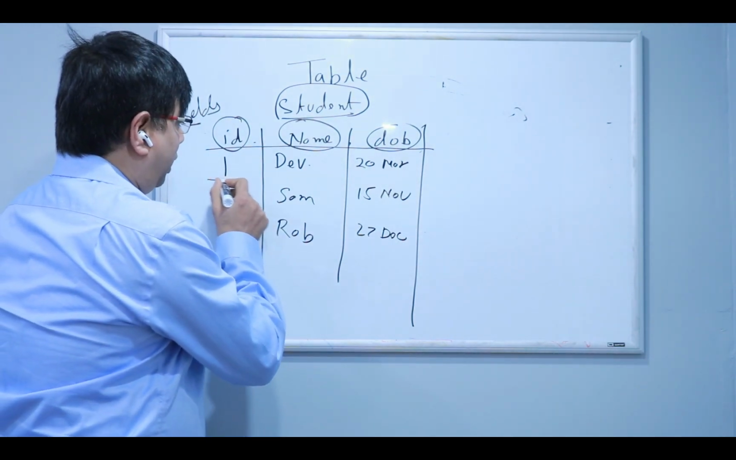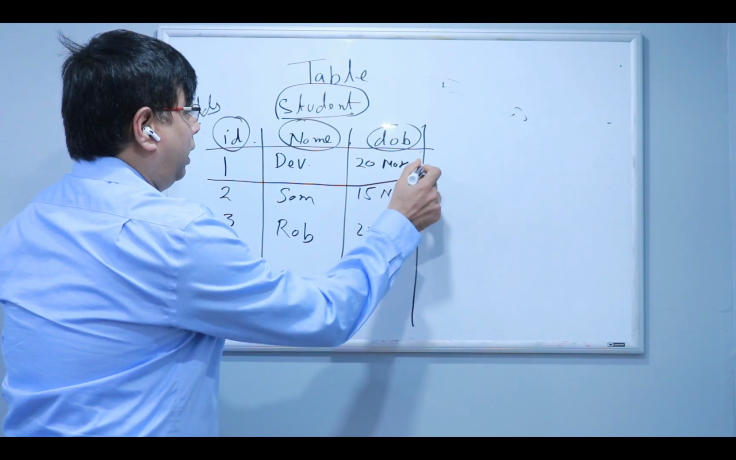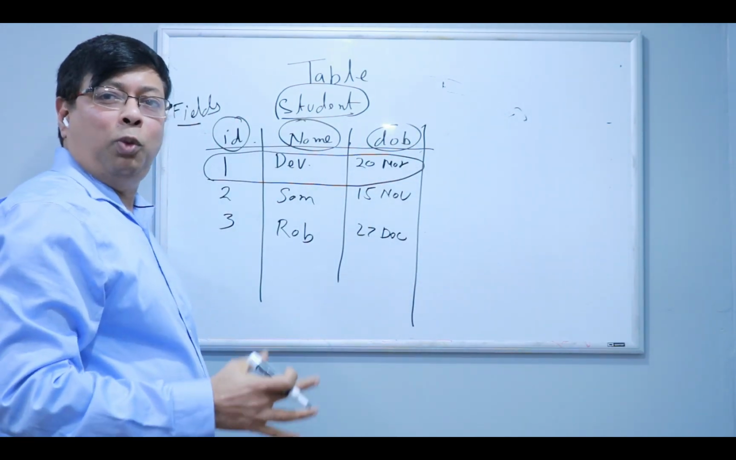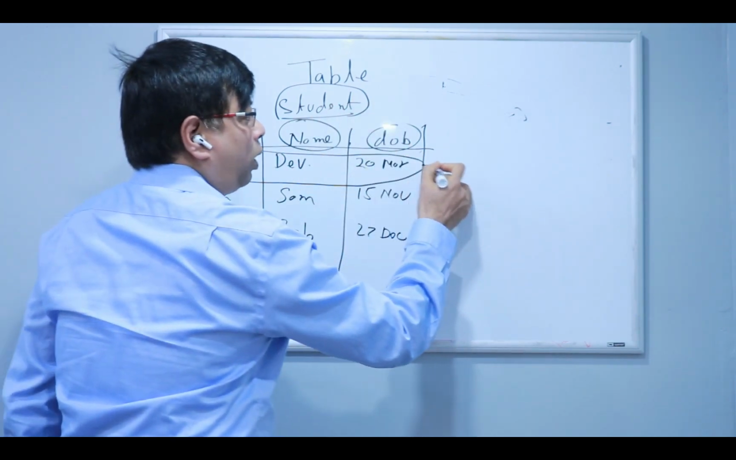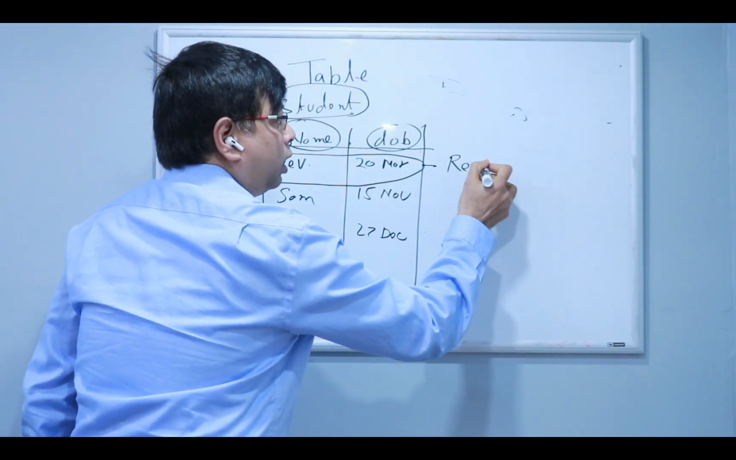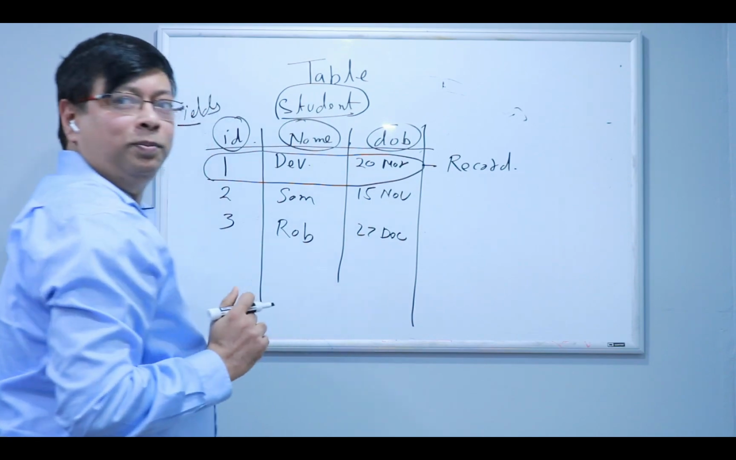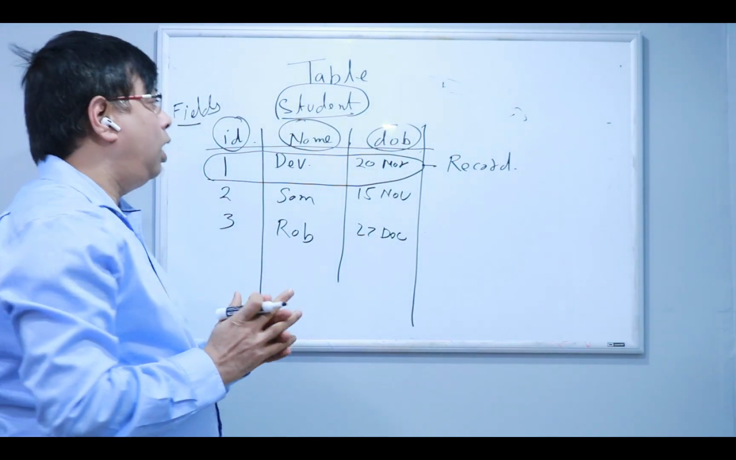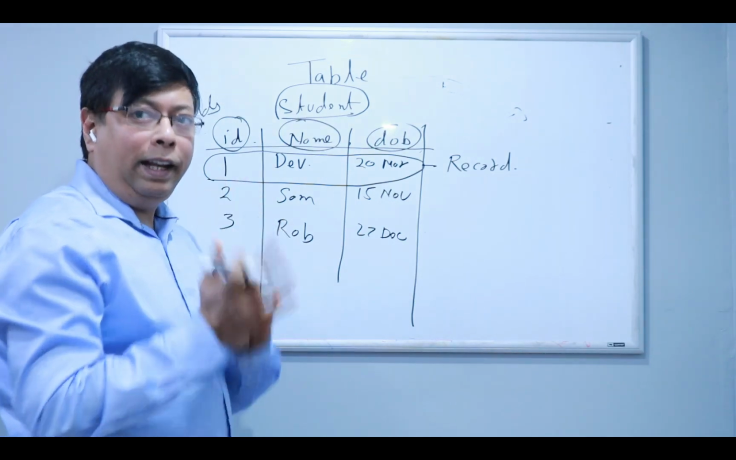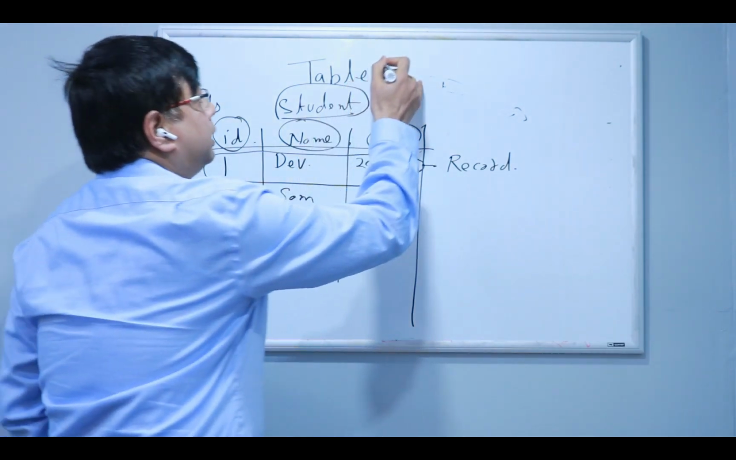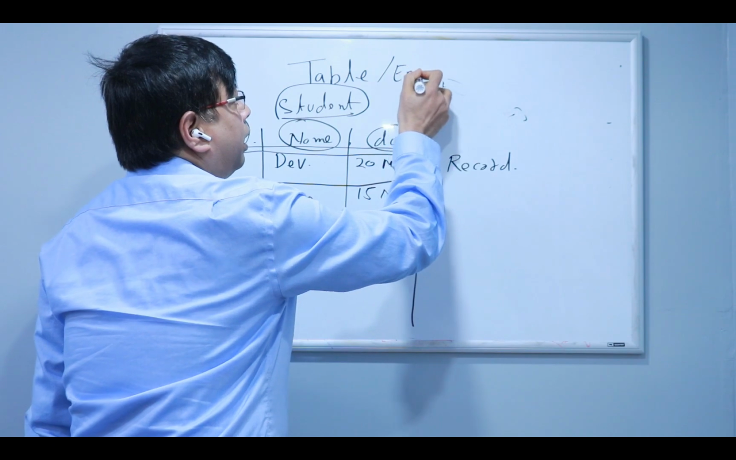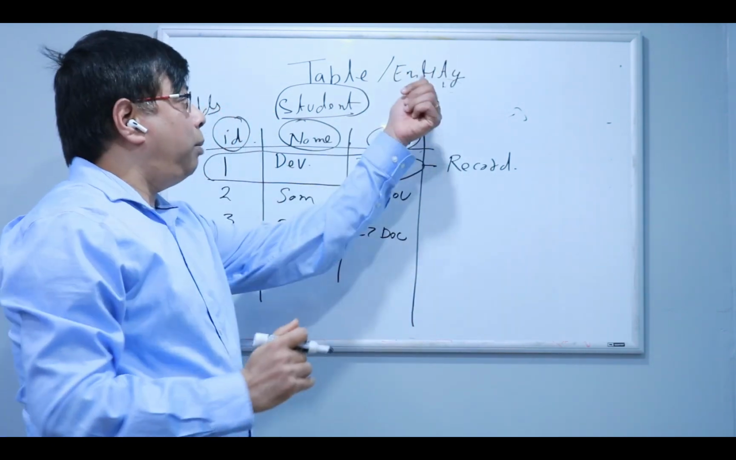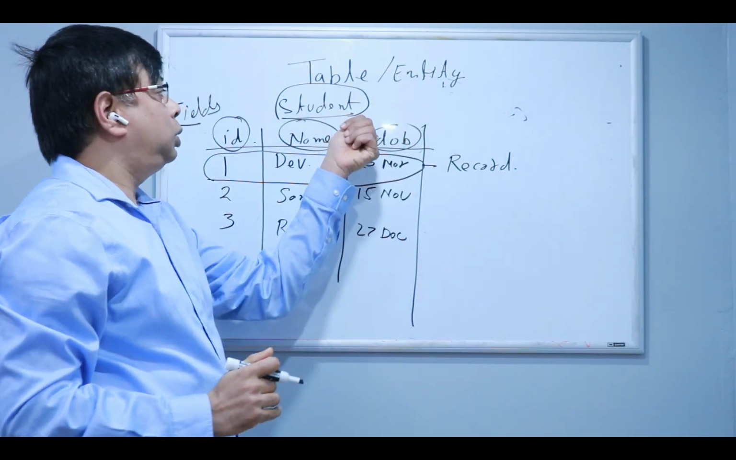This is called a record. A record is what? A group of fields. So this will be called a record. Now get me? So in a relational database, we have something called entity or table. This is called table or entity. Name of my table or entity is student.